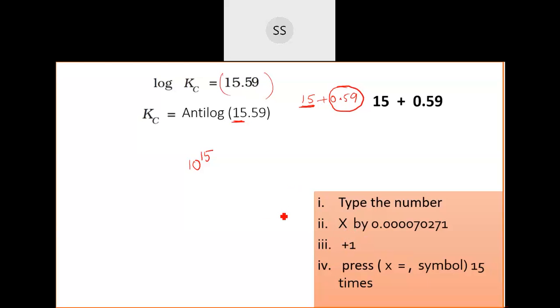See, this is what we did that time. First, we typed the number for log. Then second step, I told you, you have to press the root symbol 15 times. Root symbol we have pressed 15 times. Then I said you have to do -1, then divided by 0.000070271. So this is what we followed for log.